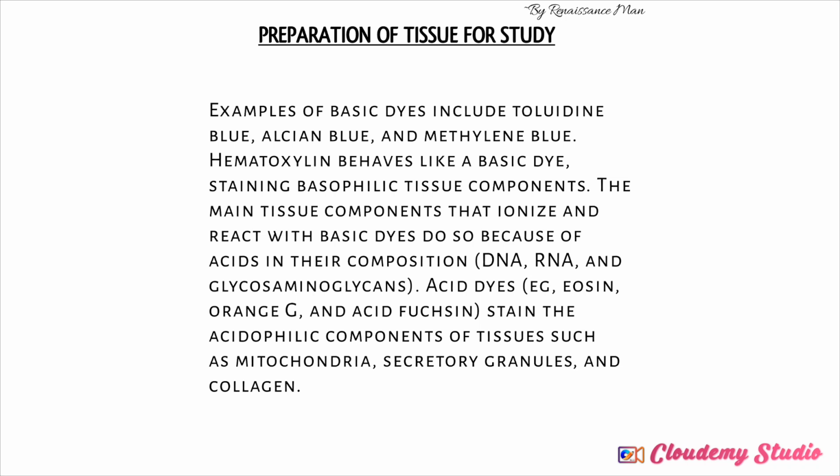Now, the main tissue components that ionize and react with basic dye do so because there is acid in their composition. Examples are deoxyribonucleic acid, ribonucleic acid itself, and glycosaminoglycans. Examples of acidic dyes include eosin, orange G, and acid fuchsin. You understand? They stain acidophilic components such as mitochondria, secretory granules, and collagen fibers.